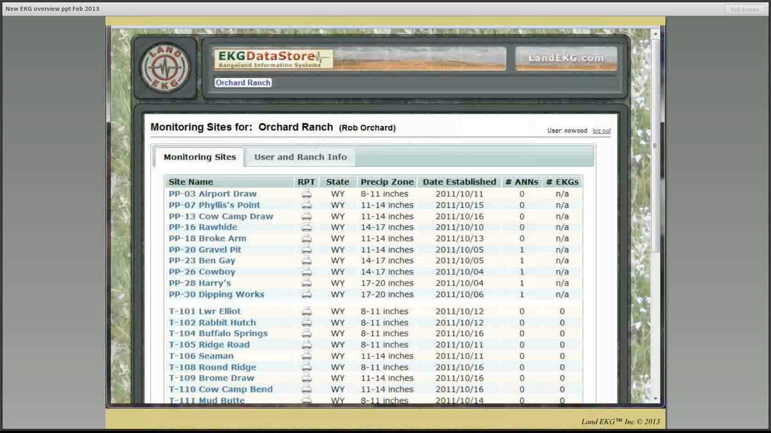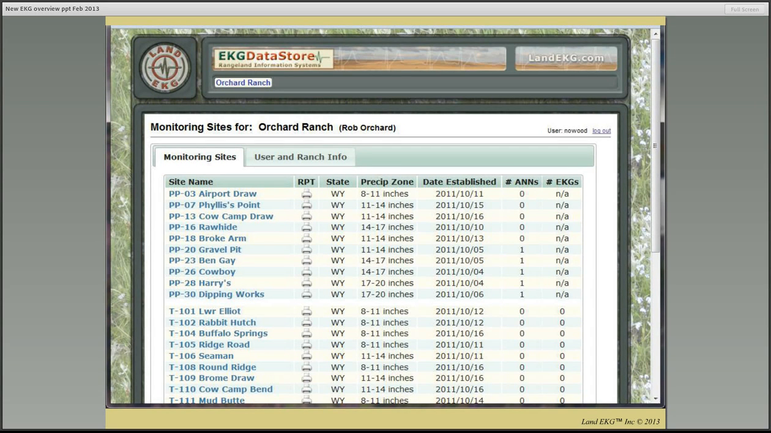And that information can, here's an example. This is from our home place. You can see that we've got photo points in here. We've got transects that are in here. They're all named. It tells the state that it's in, the precipitation zone that each of these sites is in, when it was established, and how many readings, whether annual readings or full-on EKG readings, actually occurred. It's just a very good overview.